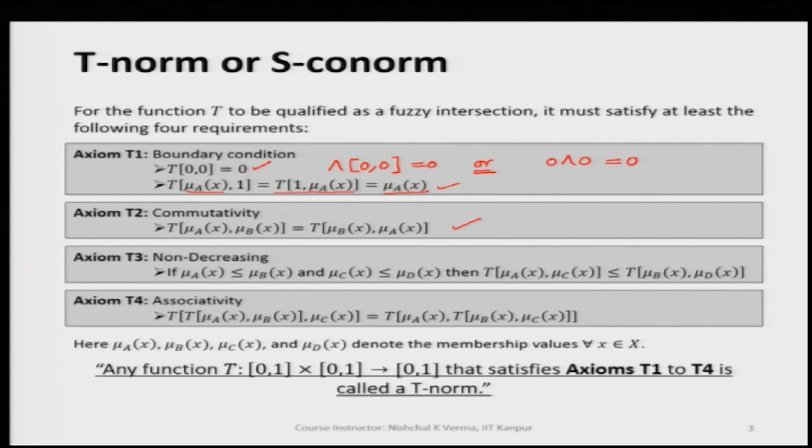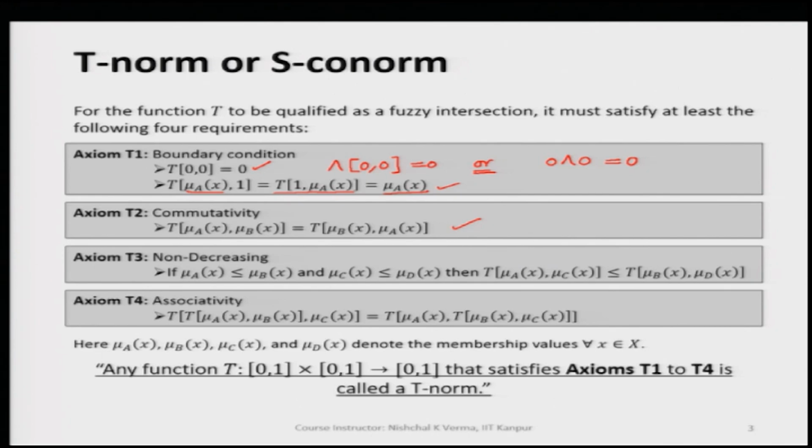So, I am repeating that if this condition is satisfied, means if we have mu A of x less than or equal to mu B of x and mu C of x less than or equal to mu D of x, then the triangular norm of mu A x and mu C x will be less than or equal to the triangular norm of mu B x and mu D x. So, this is called the non decreasing property.